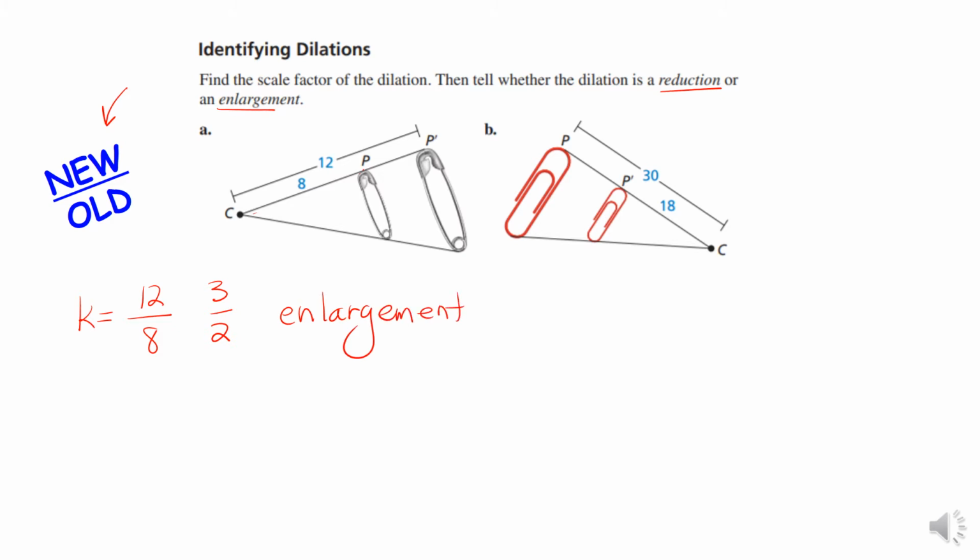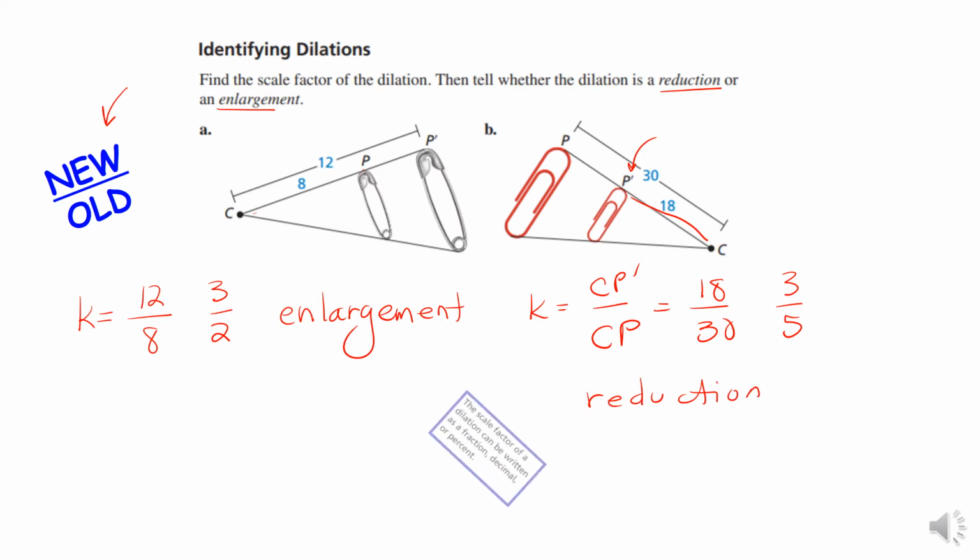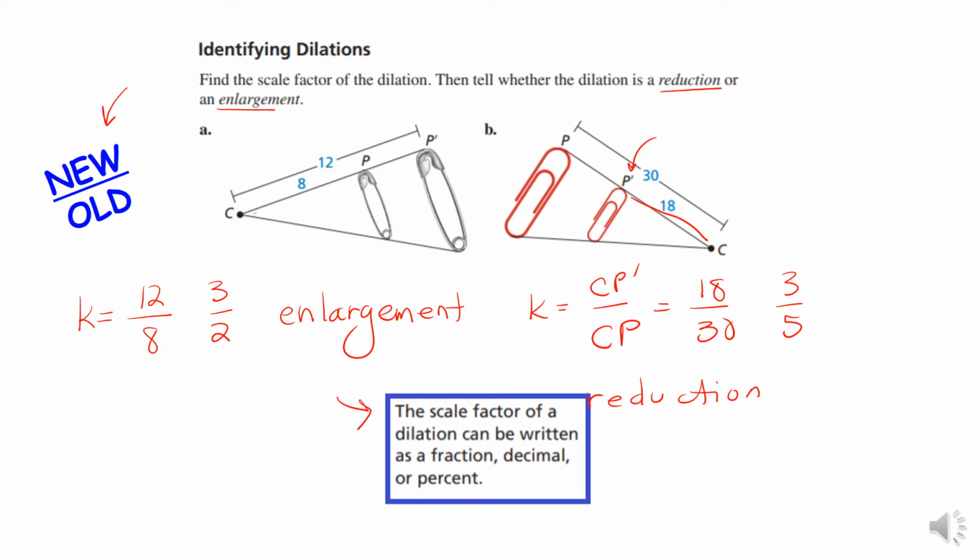Okay, go over to this picture. Here's my prime, and it shows me that this part is 18. So if I want to write it out, I can. So that would be 18 over 30, and again, this is my K, and that reduces to 3/5, and therefore this is a reduction. All right. And don't forget, you can write these as a fraction, a decimal, or a percent. It might depend upon the problem. I'm usually okay with you leaving it in just simplified fraction form.